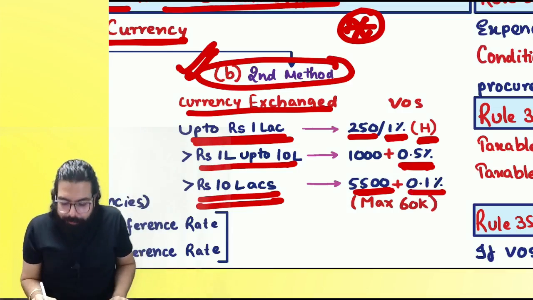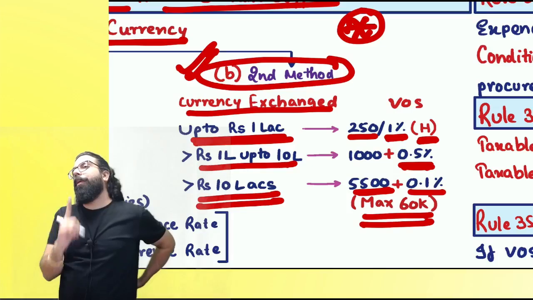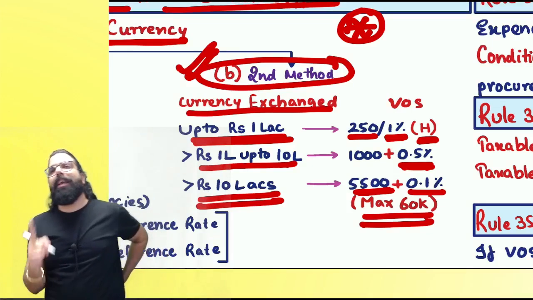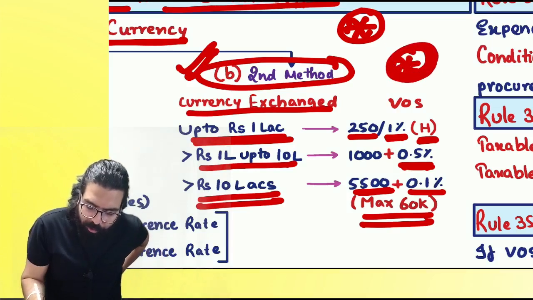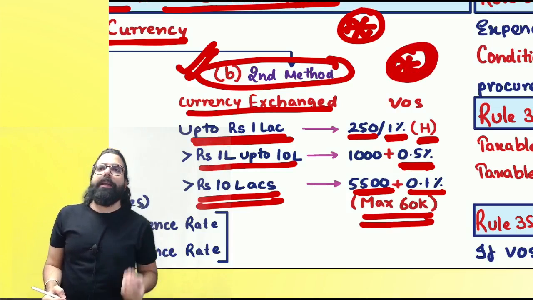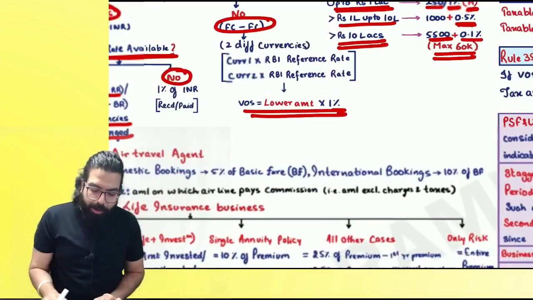I will go ahead and tell you one thing. Remember, very important: the maximum amount which can be my value of supply is 60,000 rupees over here. Today, you must practice one question out of this because it can come as a part of a big question. Must, 100% you should.